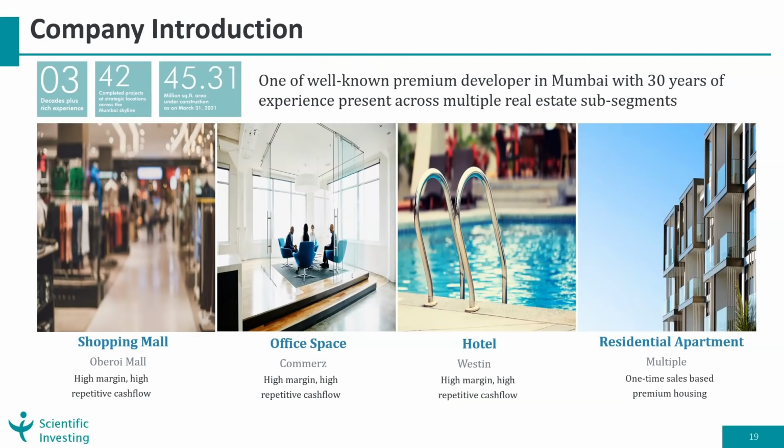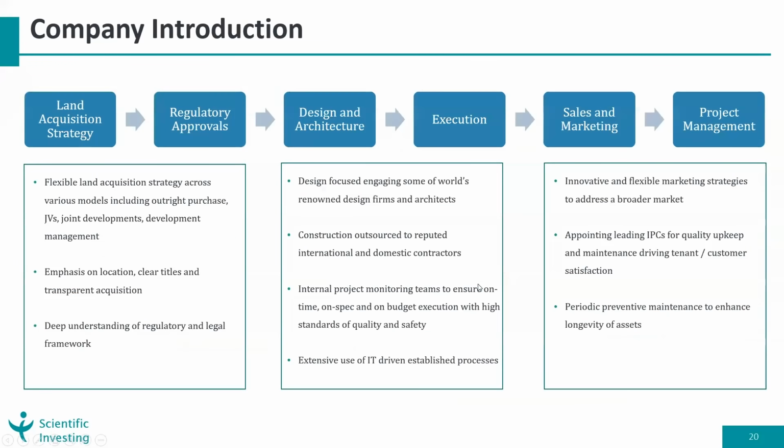They have a hotel business. The hotel business is not high margin. I'll just correct it. It's an average margin and average cash flow kind of business. And then there is a residential business, which is a one-time sales-based model in premium housing. So if you see the business, it's a combination of repetitive cash flow generating businesses, as well as the one-time sales business, which generates profit for them. So this is like the cash cow, which keeps on generating cash, which they deploy on these businesses to create new sources of revenue.